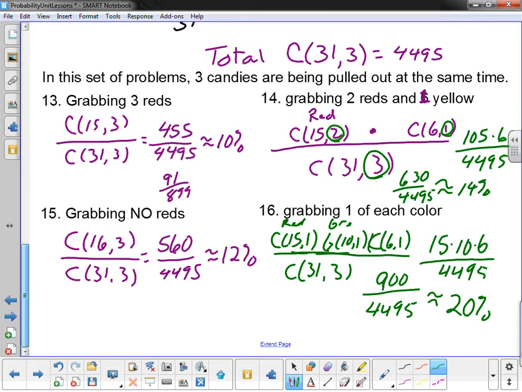Now, what could we do if we didn't want to use combinations? We could have made a tree, and in our tree we would have had to account for all 4,495 outcomes, which would have been a real pain. But we could have done it that way too. So that's what your assignment is going to be about today, finding these probabilities. You're ready to get on it.